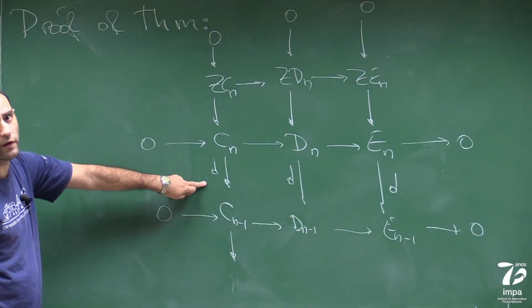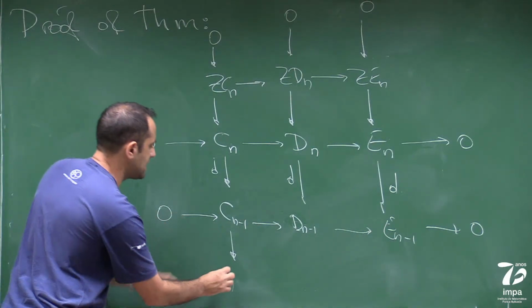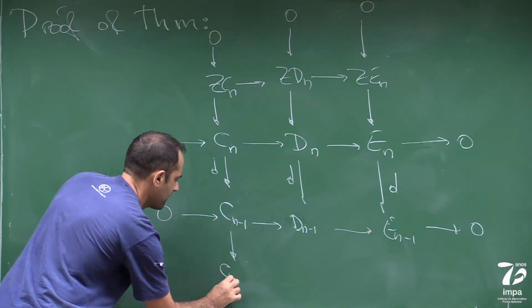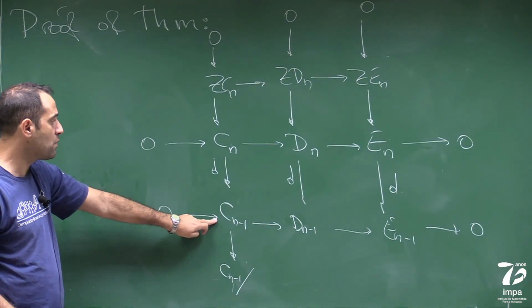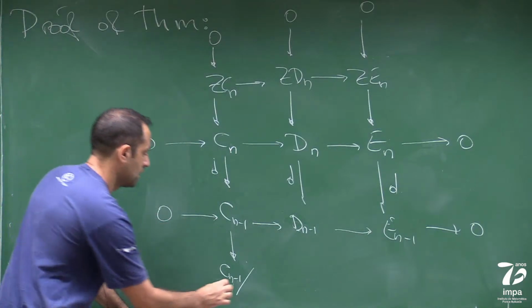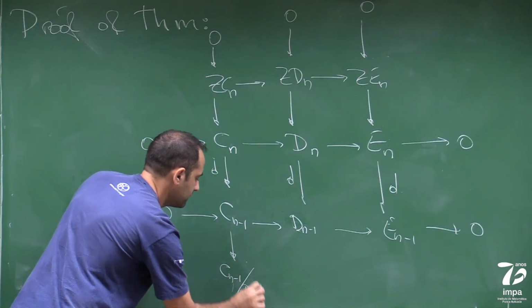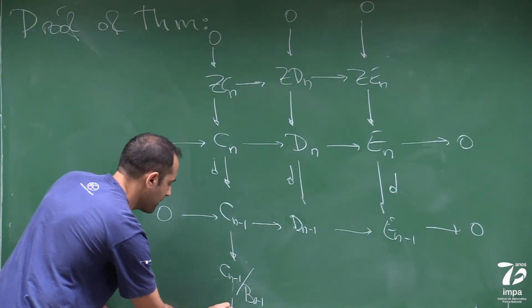And the same thing for the co-kernel. I can look at the co-kernel of the differential. The co-kernel is C_{n-1} divided by the image of d, and the image of d is what I call the boundaries. So this is B_{n-1}. And this goes to 0.